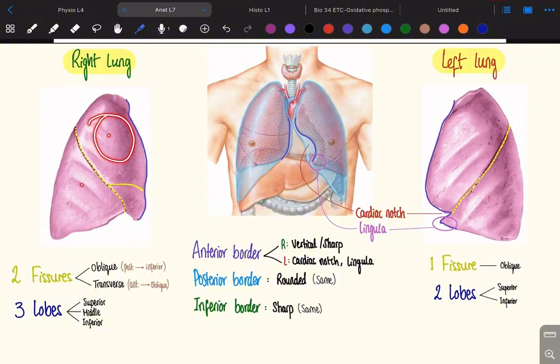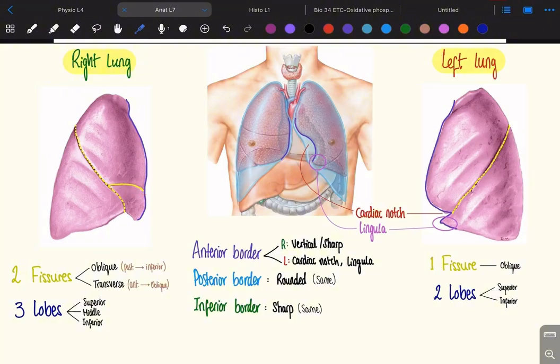Superior lobe, middle lobe, and inferior lobe. Then we have fissures. Fissures are the things that section these lobes. They divide or separate these lobes. So we have two fissures. The first fissure is known as the oblique fissure. It comes from the posterior part of the lung all the way to the inferior. So this is the oblique fissure. But then we have the small fissure known as the transverse fissure or horizontal fissure.